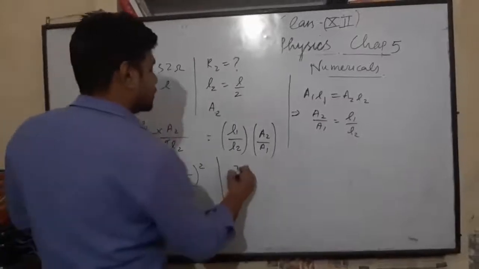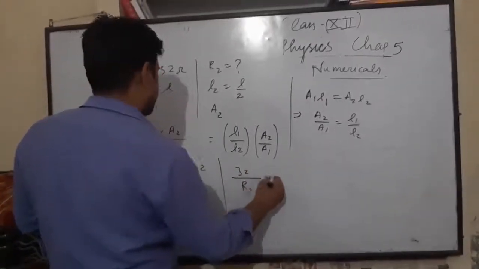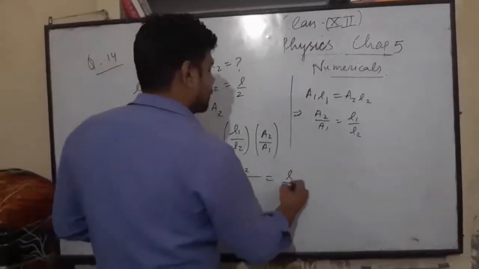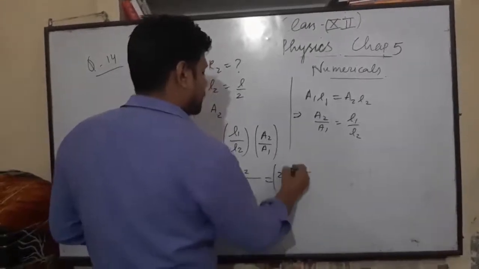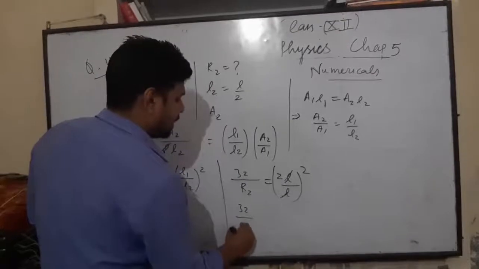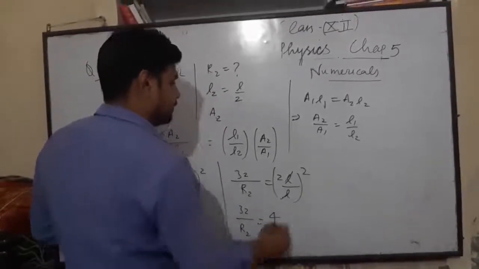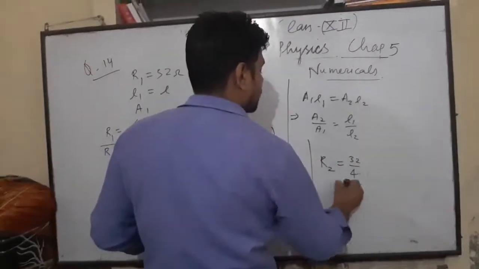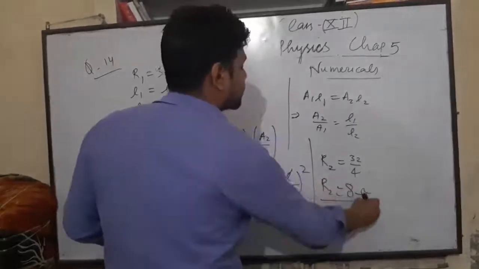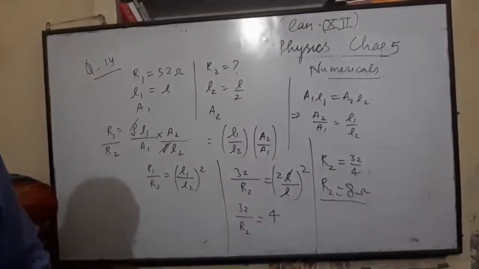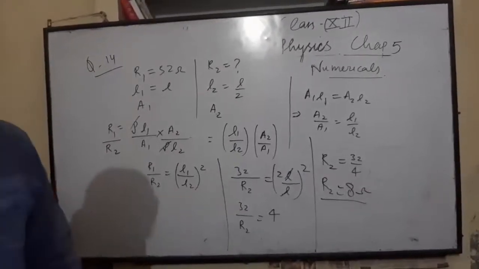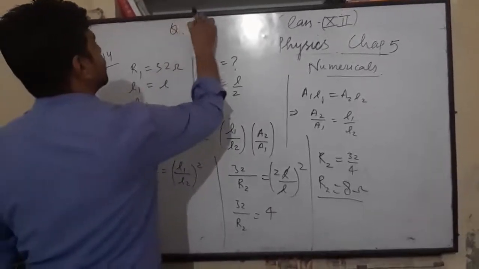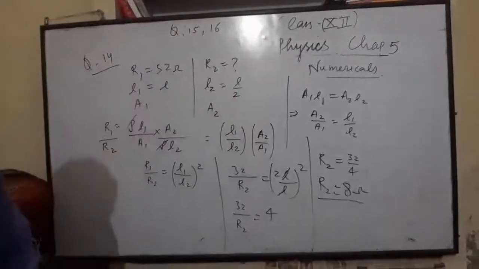Now R1 is 32, we have to find R2. L1 is L and L2 is L by 2. So 32 upon R2 is equal to 4, or R2 is equal to 32 by 4, which is 8 ohm. This is the resistance of the desired wire, 8 ohm. Now question number 15 and 16 you will do the same as 13 and 14.